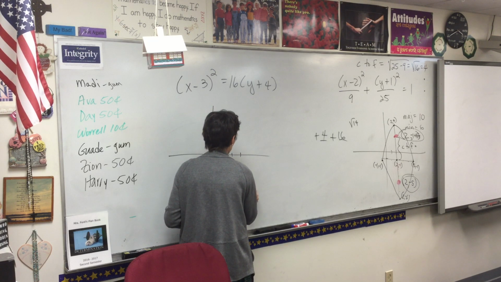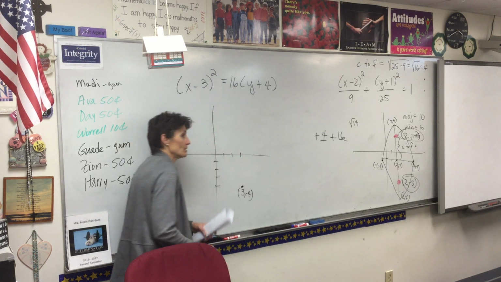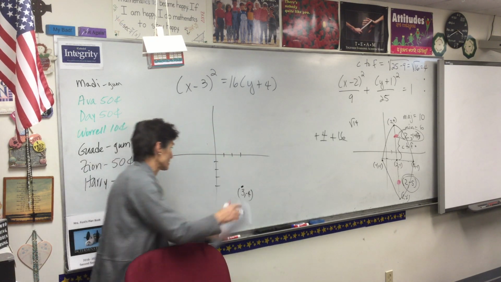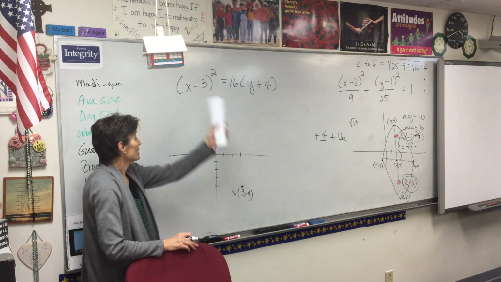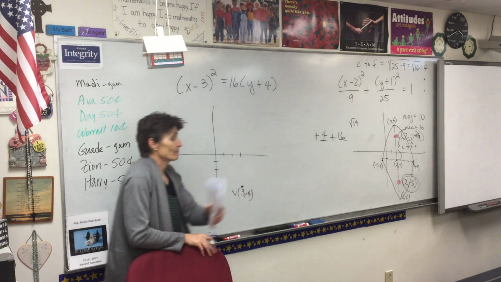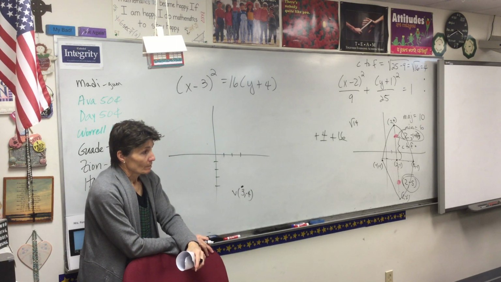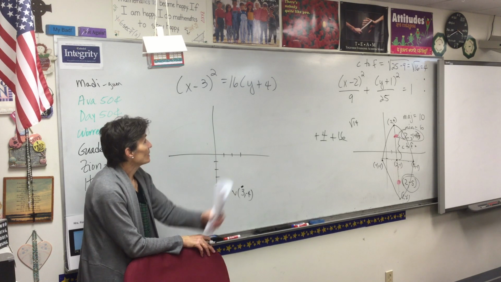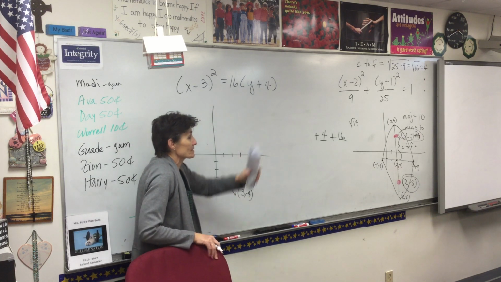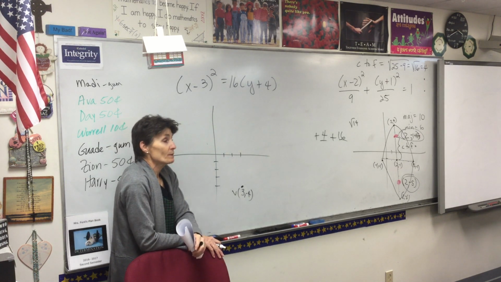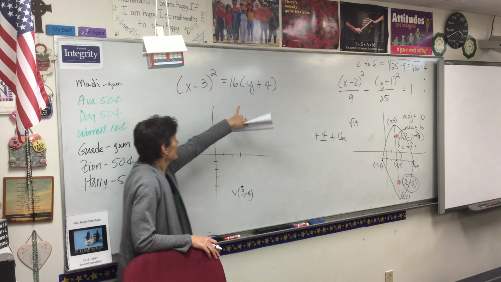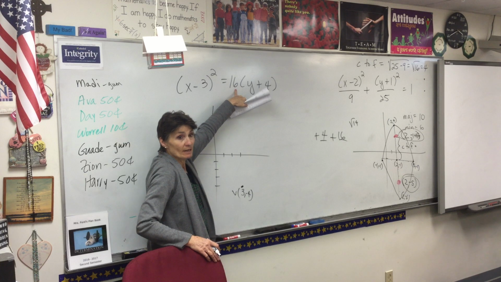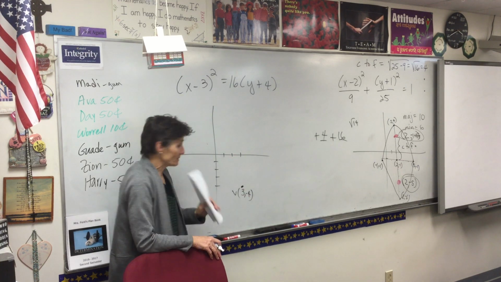So again, I'm not grading your picture. You're going to put that in the V box, or blank. That's the vertex. 3, negative 4. Which way does this open? I hear a lot of ups, and you guys are right. It opens up. I know it opens up because it's x squared, and the 16 is positive. That means it opens up.